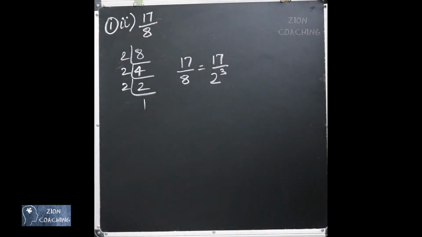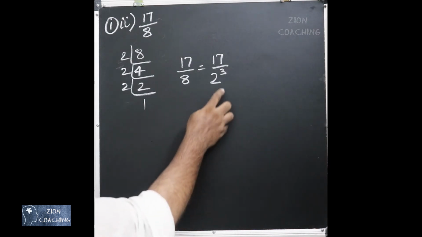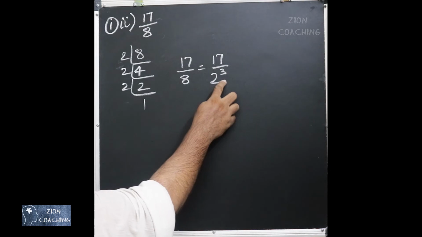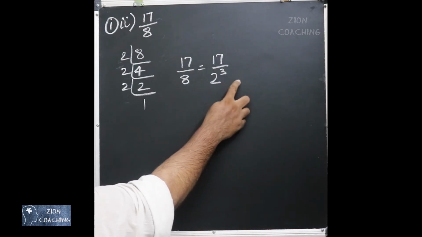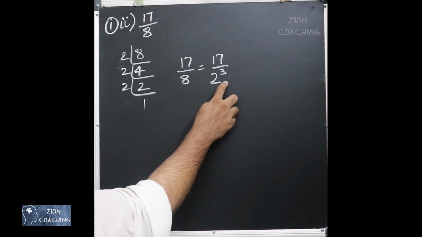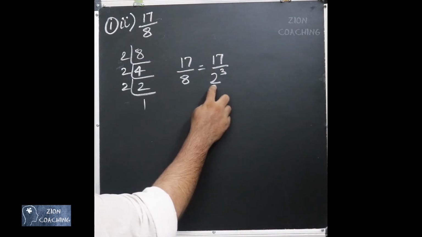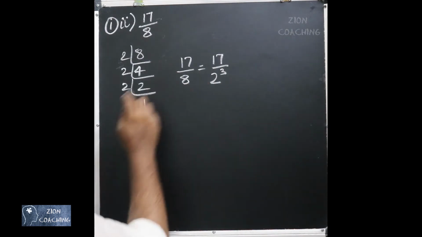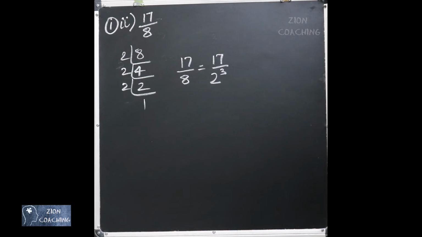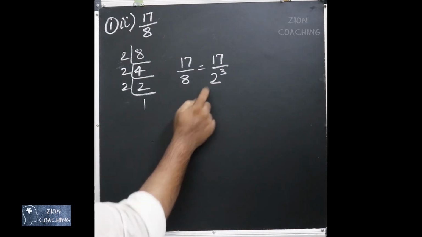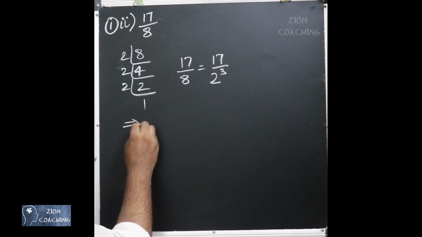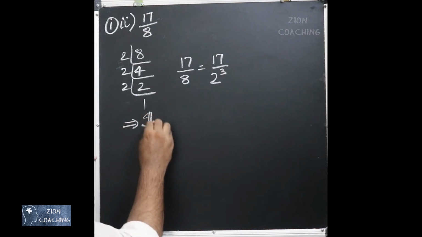For a number to have terminating decimal expansion, it should have only powers of 2 or powers of 5 or both powers of 2 and 5 in the prime factorization of the denominator. There should be no extra number. Now you can see that here it has only powers of 2. Therefore you can say it is terminating.